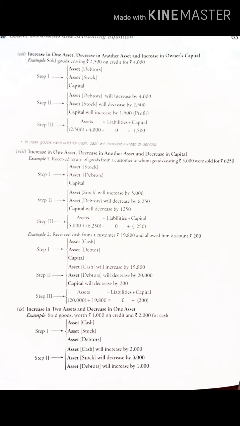Am I clear? Now next is increase in one asset, decrease in another asset, and decrease in capital. So last time what we checked? Increase in capital. Here we are checking decrease in capital. Now, received return of goods from a customer to whom goods costing 5000 were sold for 6250. Now what is the case over here? We have already sold and we have received a return. This kind of return is known as sales return. Why? Because we have sold the goods, now we are receiving them back. So this is sales return.